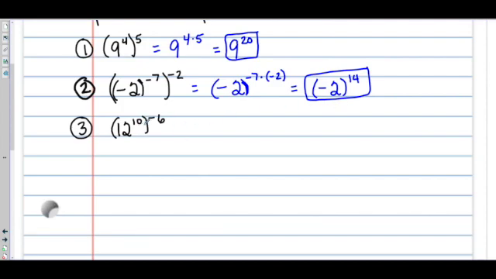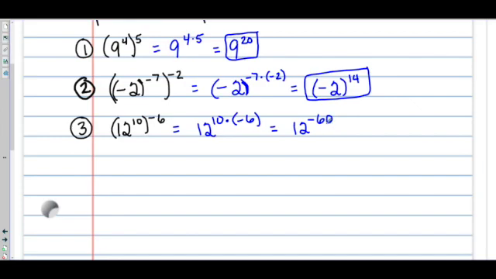Okay, so here we have power to a power, multiply the powers. So you keep your base, which is 12, and we're going to do 10 times -6. So you end up with 12 to the -60th power.